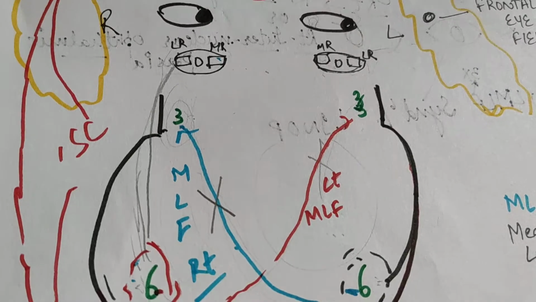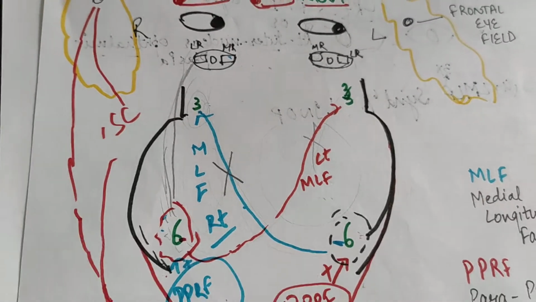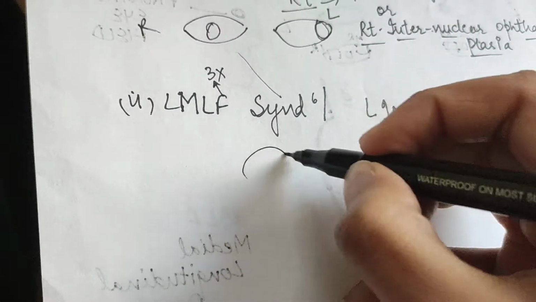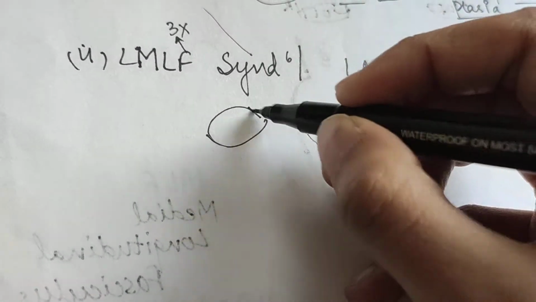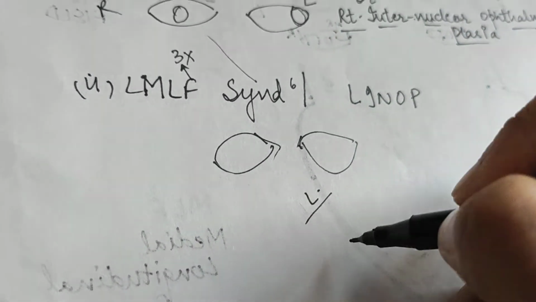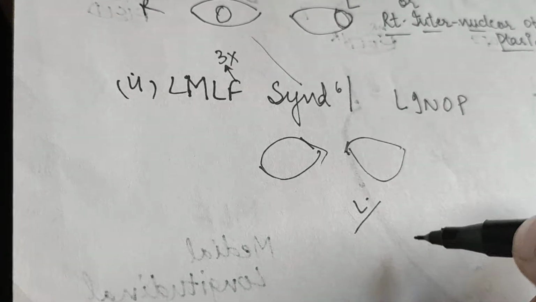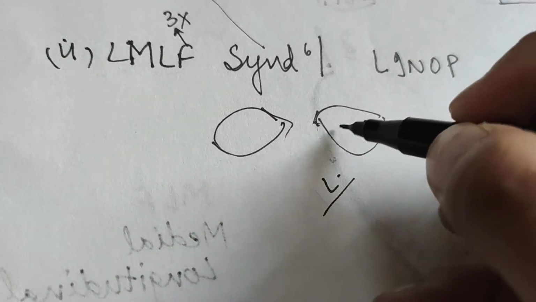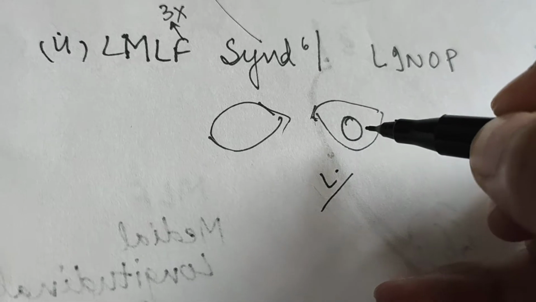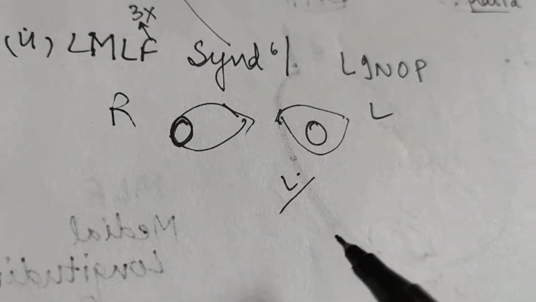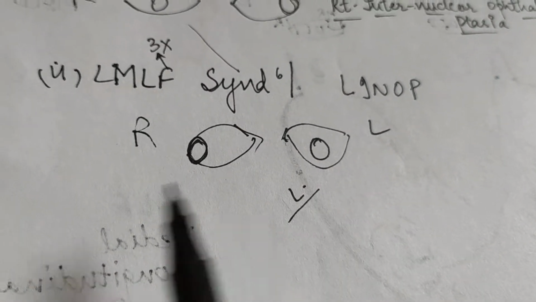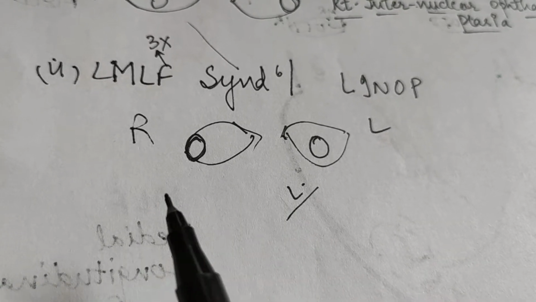So what kind of vision will you see? Here also you'll see double vision. The left MLF isn't working, so the medial rectus on this side isn't working, so it will look like this. Here the lateral rectus is working, through the sixth cranial nerve, so it will look. So if he wants to look towards the right, and the left MLF is damaged, then this will happen.